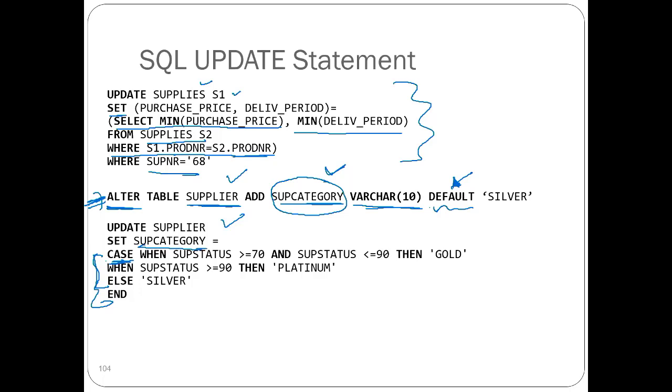So we will set the subcategory to case when supplier status is greater than or equal to 70 and is less than or equal to 90, then that supplier will have the status as gold. Otherwise, if the supplier status is greater than or equal to 90, then we will mark that as platinum, otherwise it is silver. Okay, and yeah, that's that, right? I love this one because I ended up learning about the case when, right? So case when else, it's very similar to the if and else statement that we would write.